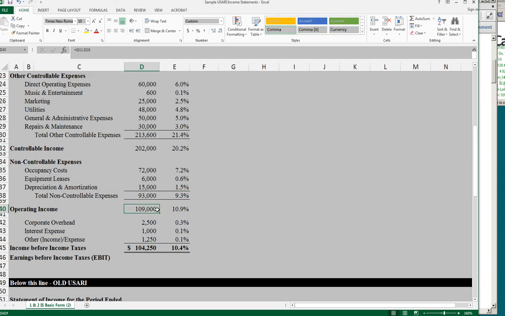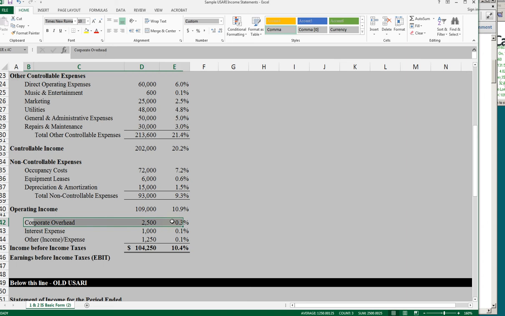Okay, operating income is controllable income minus the non-controllable expenses, right? So it's what do the operations make? Okay, how much money does the operations make? Then we get into even less controllable expenses like corporate overhead. So, for example, if you are a franchisee, right, you franchised the name McDonald's or you franchised the name IHOP, you have to pay licensing rights back to the mothership.